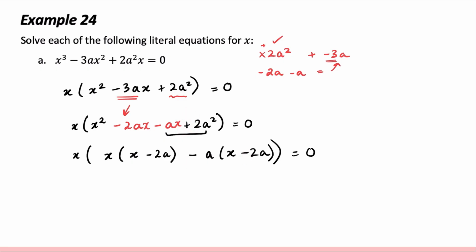Okay, now from there, I can take out the common term. So this will be our common term, so that'll be x minus 2a. And then these parts are the leftover: x minus a equals 0.